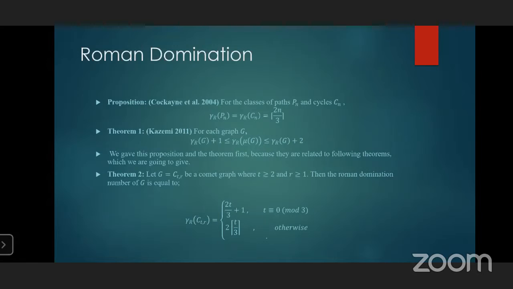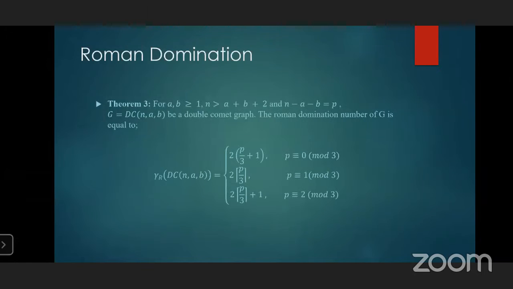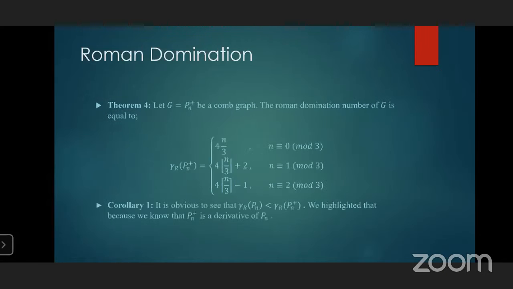Here, our first theorem is about the Roman domination number of comet graphs. Here is the equation for it. After that, we found the Roman domination number for the double comet graph, and its equation is like this, with modular arithmetic. You can find that. And lastly, for Roman domination numbers, we found the comb graphs' domination number with this equation here.